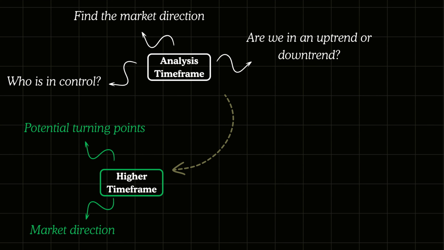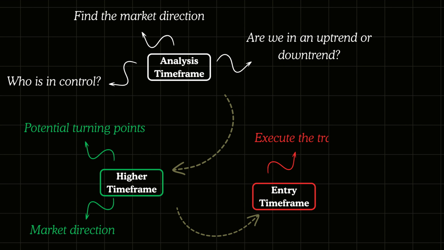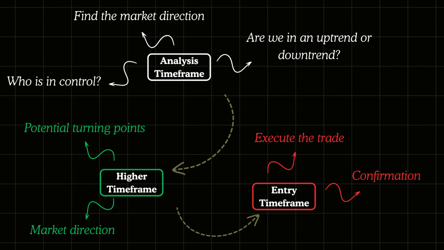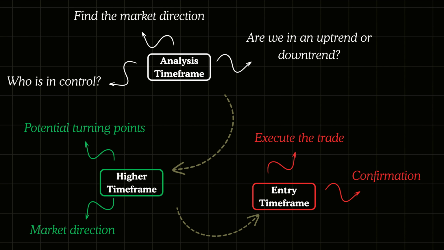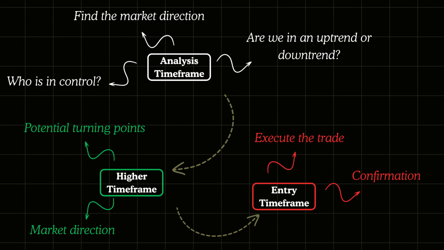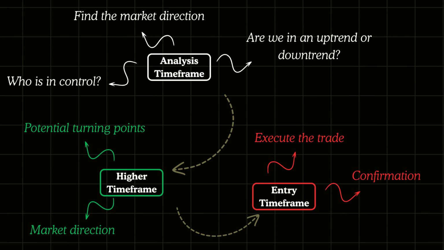The final step involves switching to the entry time frame to look for confirmation signals and place the trade. To recap, we first identify the market trend using the analysis time frame, then check how far the move can go before hitting reversal zones, and finally, execute trades on the lower time frame.